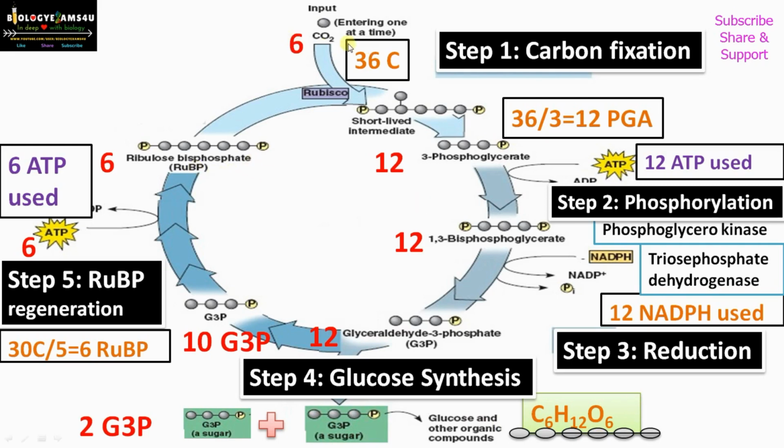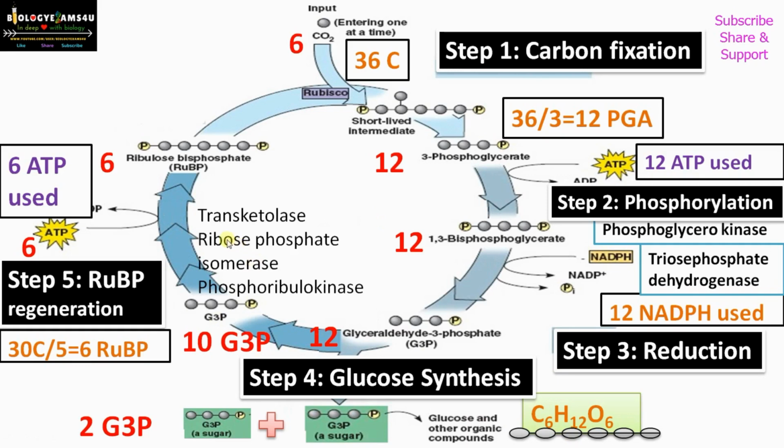RuBP combines with carbon dioxide, forming the first stable compound, 3-phosphoglyceric acid. Then it is phosphorylated to form 1,3-bisphosphoglyceric acid. Then it is reduced to glyceraldehyde 3-phosphate. 2 molecules of glyceraldehyde 3-phosphate make a glucose, and the rest is used for regeneration of RuBP. The enzymes involved in regeneration are transketolase, ribose phosphate isomerase, phosphoribulokinase.